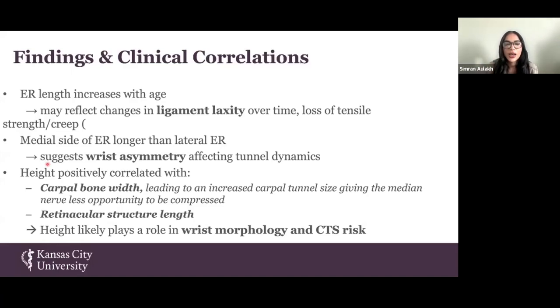Another key finding was the correlation between height and both the carpal bone width and the length of the wrist ligaments. So that makes sense because height equals bigger structures, but it also means that the wrist morphology isn't going to be a one size fits all. And that really matters when we're thinking about carpal tunnel risk.